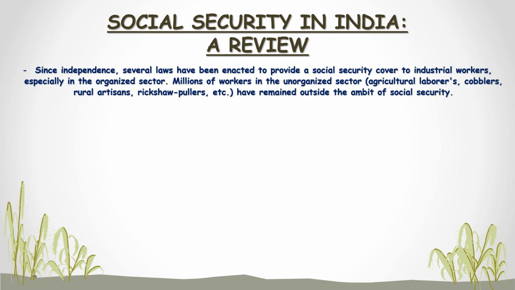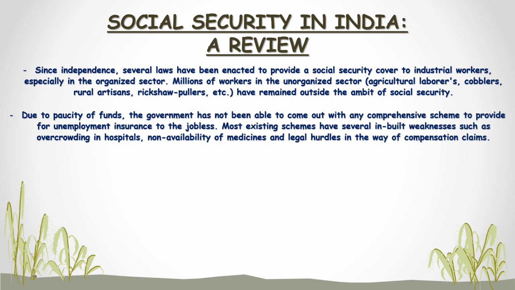Social Security in India, a review. Since independence, several laws have been enacted to provide a social security cover to industrial workers, especially in the organized sector. Millions of workers in the unorganized sector, agricultural laborers, cobblers, rural artisans, rickshaw pullers, etc., have remained outside the ambit of Social Security. Due to paucity of funds, the government has not been able to come out with any comprehensive scheme to provide for unemployment insurance to the jobless.